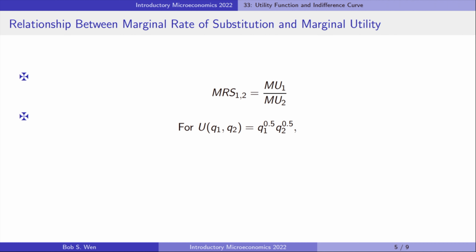It can be proved that the marginal rate of substitution of noodles in terms of ice cream is equal to the marginal utility of noodles divided by the marginal utility of ice cream. For the Cobb-Douglas utility function we used, the marginal rate of substitution equals Q2 over Q1.